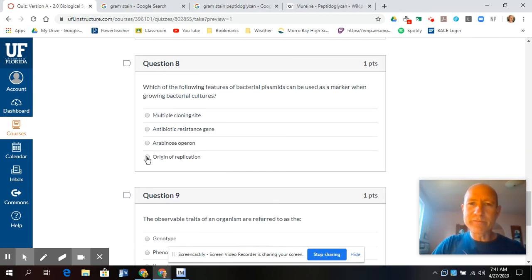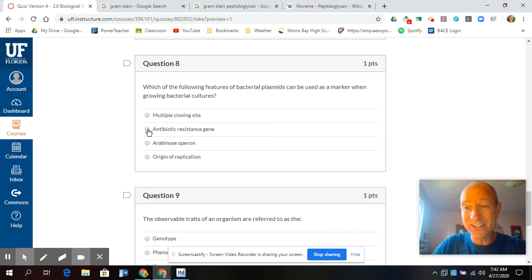Which of the following features of bacterial plasmids can be used as a marker when growing bacterial cultures? Marker, selectable markers. Oh yeah, those are those things that help us choose which cells got genetically transformed and which ones didn't get genetically transformed. So, multiple cloning site? No. That's a place in a plasmid that has a whole bunch of recognition sequences for restriction enzymes. No. Antibiotic resistance gene? Yes. That is what we use as a selectable marker.